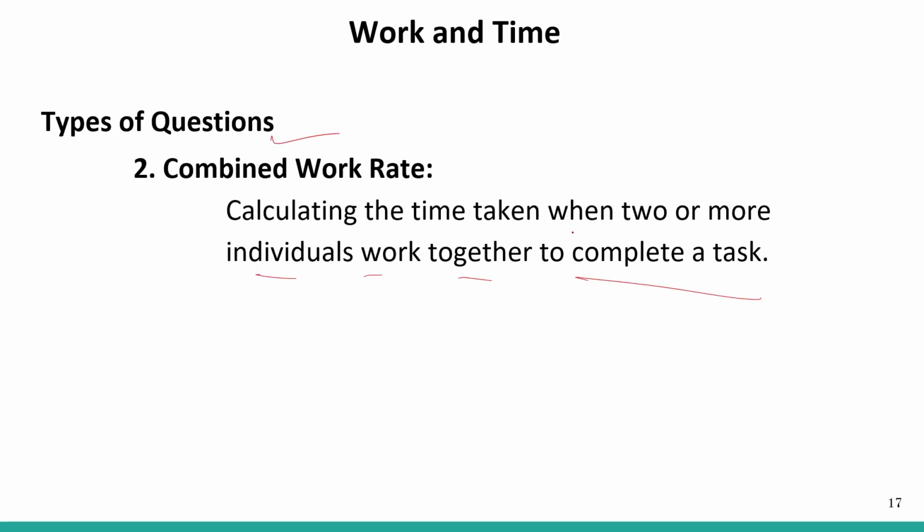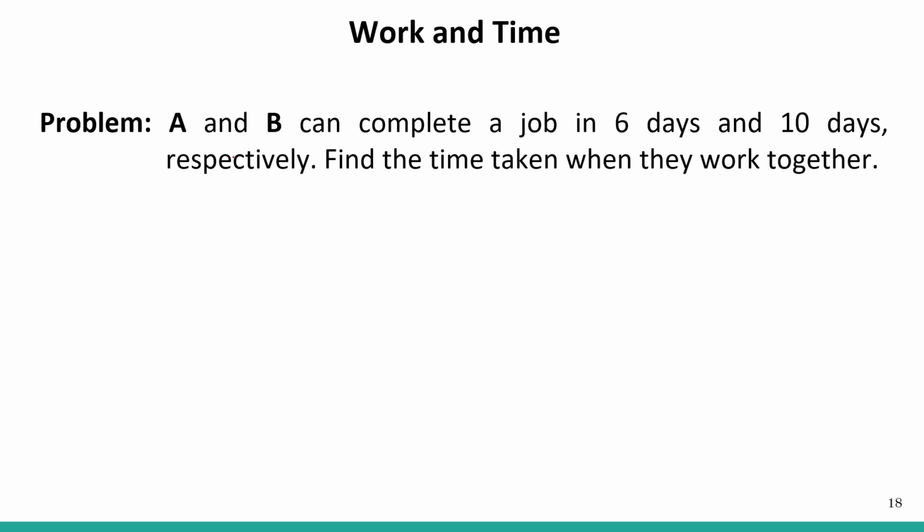A and B can complete a job in 6 days and 10 days respectively. Find the time taken when they work together. Given that A can complete the job in 6 days and B can complete it in 10 days, find the time taken when they work together.